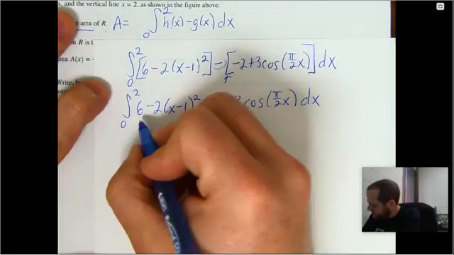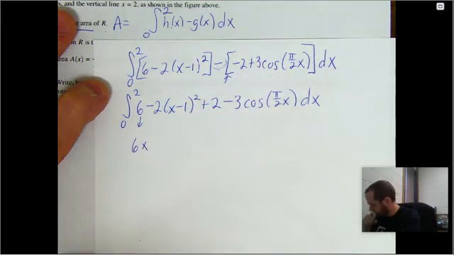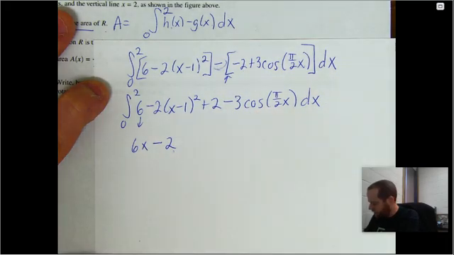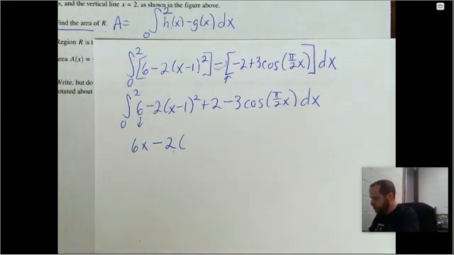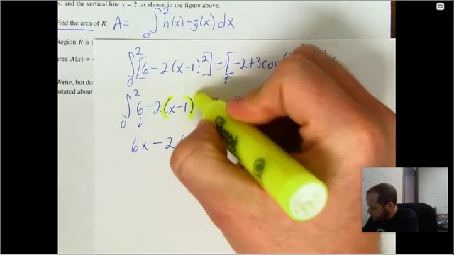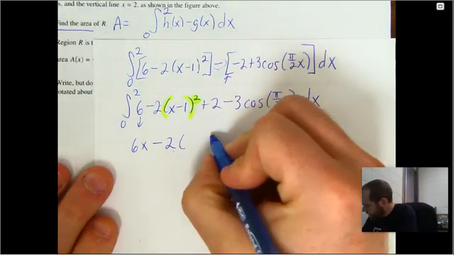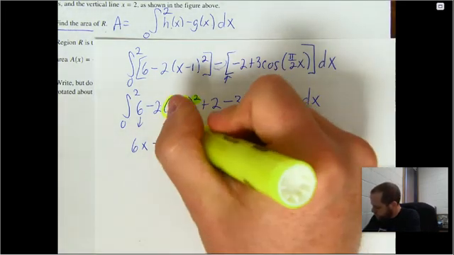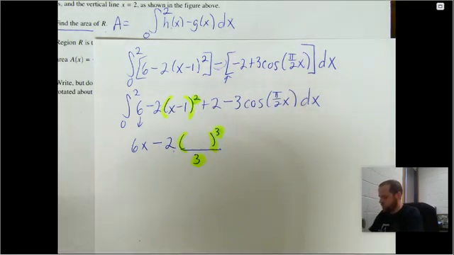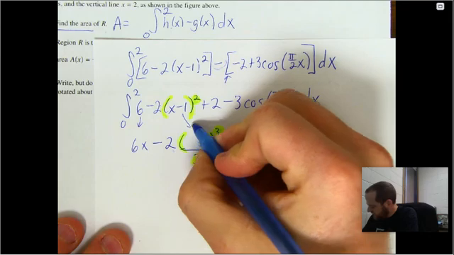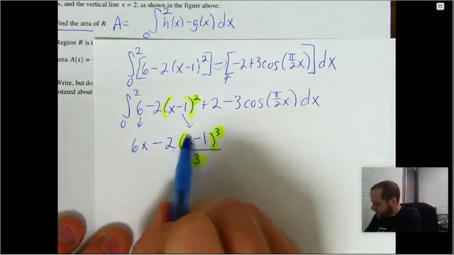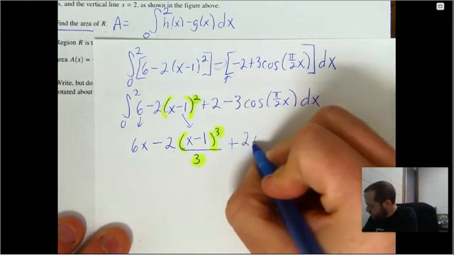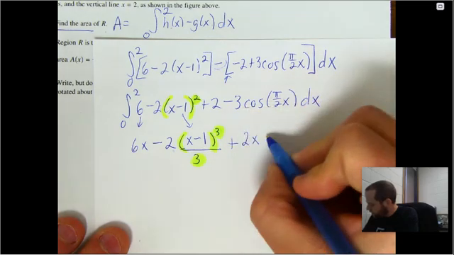So now, we're going to take the antiderivative, which is 6x. Then we have a minus 2, which is a coefficient. That stays by itself. And then we have a function outside, which is squared. So we have the function cubed over 3 by the anti-power rule. Leave the inside alone. Divide by that derivative, which is 1. Then we have a 2, so that's 2x.